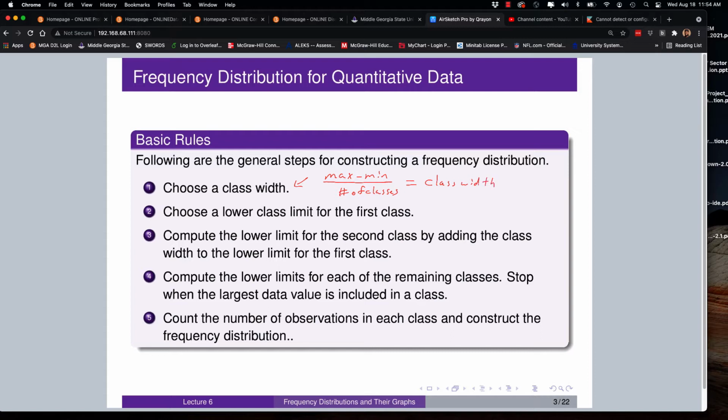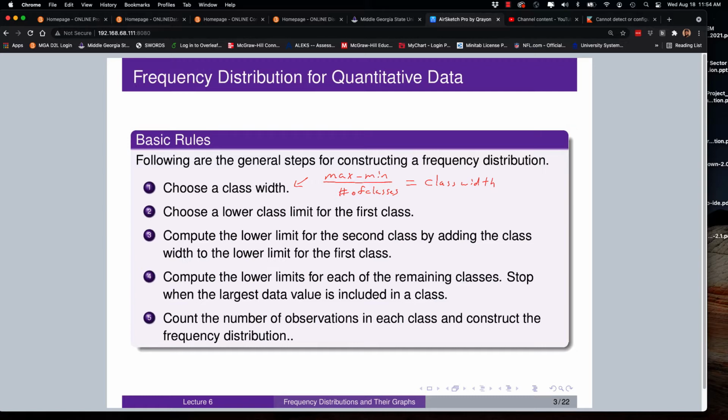All right. So if you just want to pick it based off, I want to have 10 bars in my thing, then you find the difference between the max and the min, and divide it by 10, and that gives you your class width. Okay. We then need to choose a lower class limit, a place to start from.